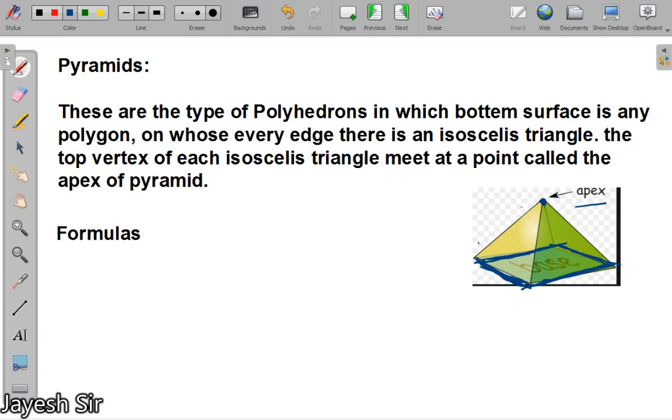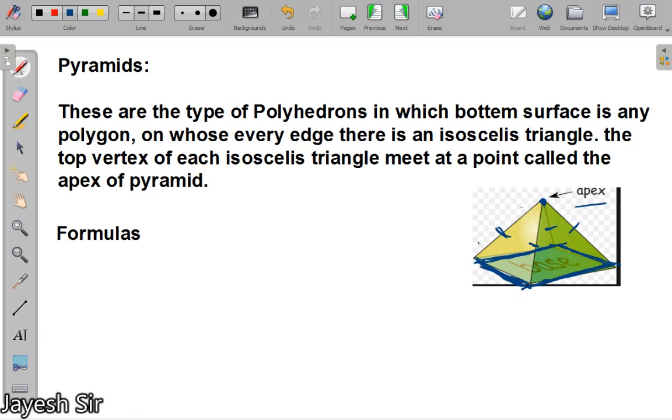So if you want to write out about pyramids, we will say these are types of polyhedron in which the bottom surface is any polygon, on whose every edge there is an isosceles triangle. How will the isosceles triangle be? This side and this side are equal, similarly this side and this side, all these four sides are equal to each other. All these four edges are equal. The top vertex of each isosceles triangle, the vertex between equal sides, meets at a point called the apex of this pyramid.